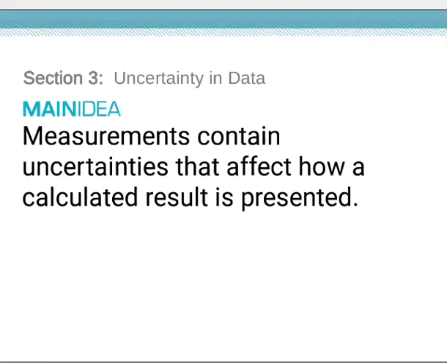Today we're going to be covering Unit 2.3, Uncertainty in Data. The main idea for this unit is that measurements contain uncertainties that affect how calculated results are presented. So what this means is that when they're presenting results from an experiment, you have to really be careful that you understand how they measured the error. Depending on how they measure the error, the experiment can be really impactful or not so impactful. And the error value is really important when you're analyzing what they got out of an experiment.